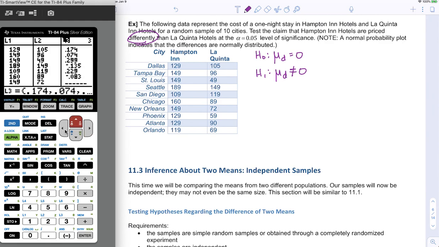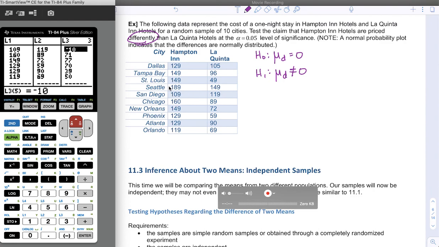So we have to go all the way up to the top of list 3, press enter. Now we can define list 3. I'm going to clear out what's in there and type in second L1 minus second L2, list 2. So now it's going to just recompute the differences between the corresponding values in list 1 and list 2 for us. Okay, so now we have the differences in here. Notice that most of them are positive because for the most part the Hampton Inn was more expensive, except in one city. What city was that? San Diego, for some reason.